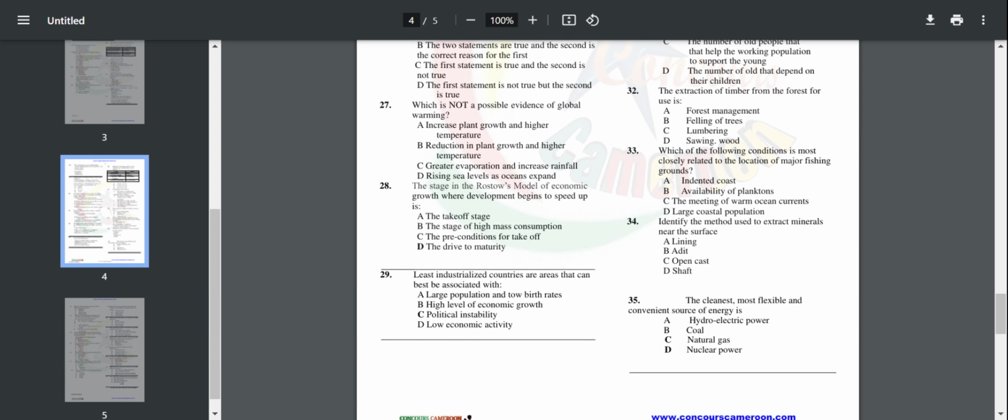Question 34. Identify the method used to extract minerals near the surface. The answer is C.